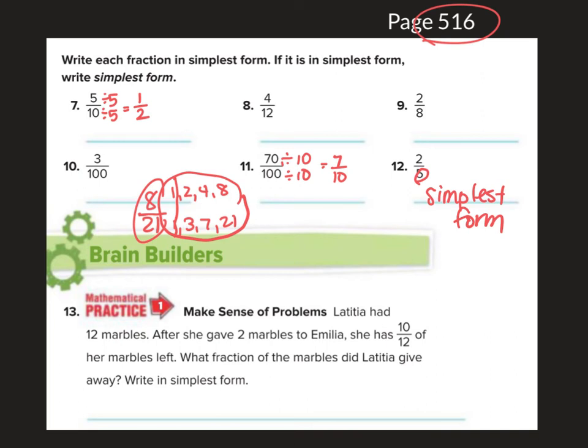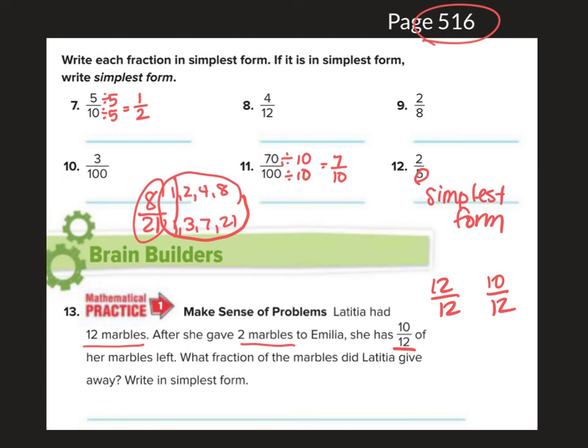Okay, last question here. I want to do one problem where we are doing an actual word problem. Latia had 12 marbles. After she gave 2 marbles to Amelia, now she has 10/12 of her marbles left, right? She had 12 out of 12 of her marbles. She gave 2 away. So now she has 10 out of her original 12 marbles. What fraction of the marbles did Latia give away? Write it in simplest form.